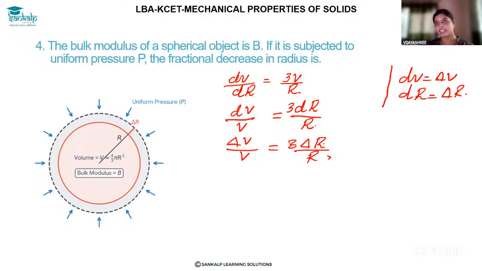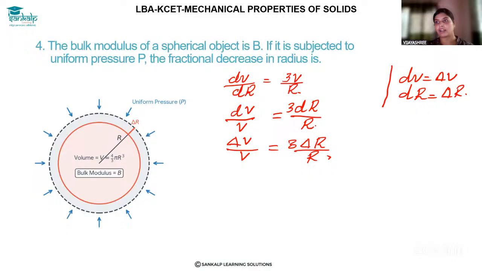So what is delta r? It is the decrease in radius. Delta V means decrease in volume, right? So what is delta V by V? It is the fractional decrease in volume. Delta r by r means the fractional decrease in radius, right?